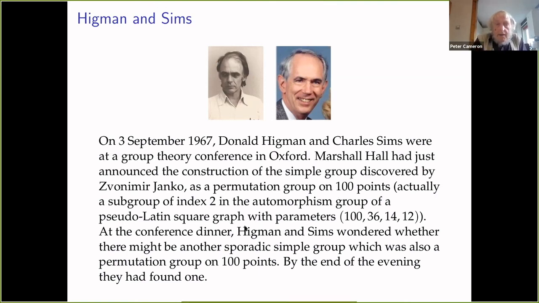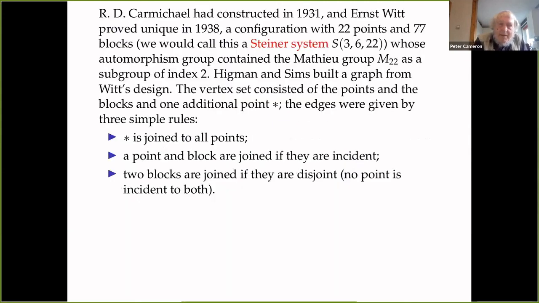So Higman and Sims were sitting next to one another at the conference dinner, and they started wondering whether there might possibly be another sporadic group acting as a permutation group on 100 points. Now, this just sounds like fantasy, but by the end of the evening, they had found one. This was the quickest construction ever of a sporadic finite simple group, no doubt about it. They constructed it between the conference dinner and bedtime on that day. So how did they construct it?